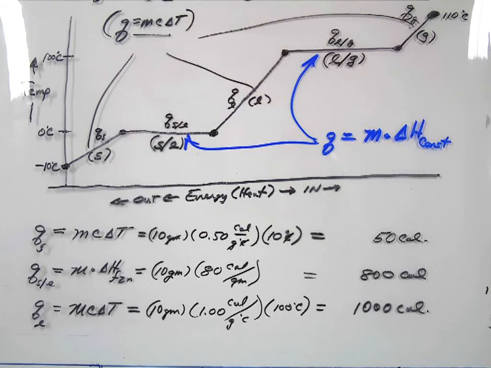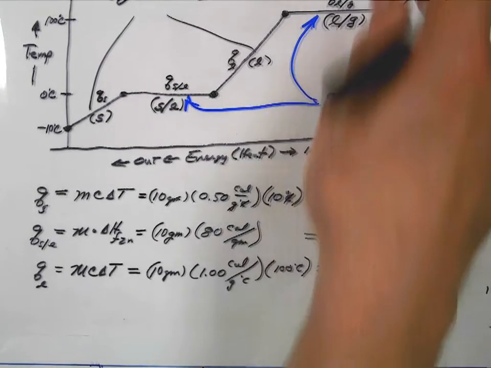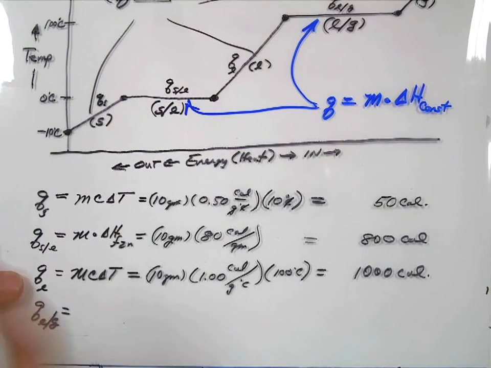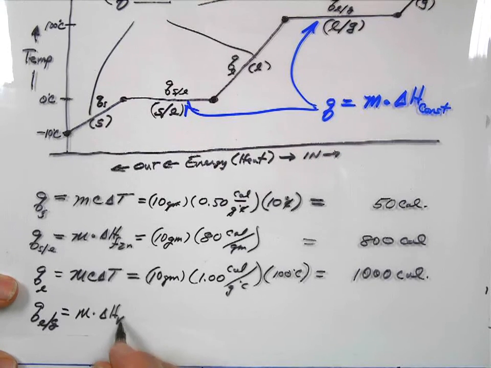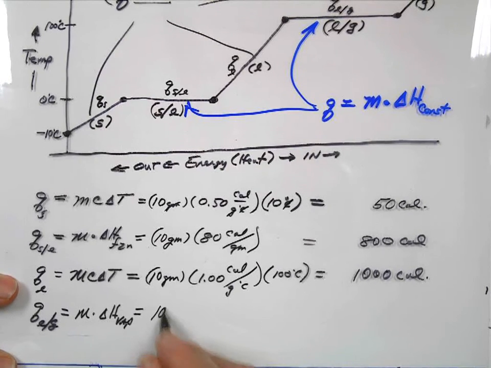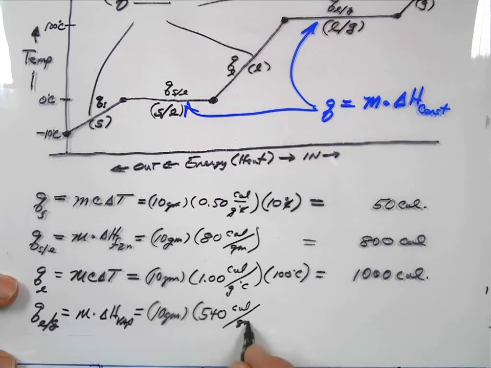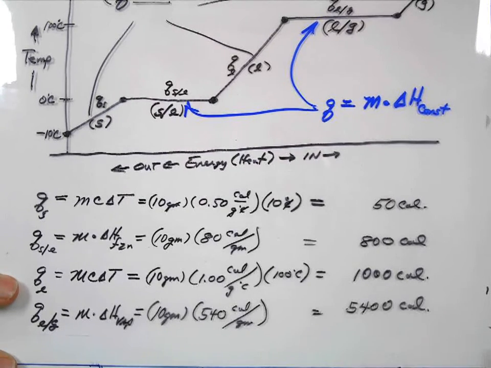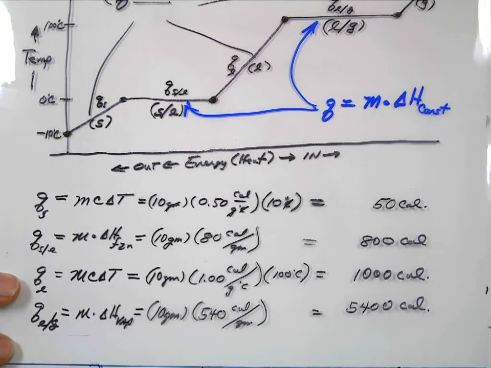Everybody still with me? Then we continue with the liquid gas. Liquid to the gas phase. This is a two-phase in contact, a phase transition. Mass times, this time it's vaporization, 10 grams times 540 calories per gram, and of course that's 5,400 calories. Would somebody run a total on that for me in their calculator while I'm doing this? I appreciate it. Okay.